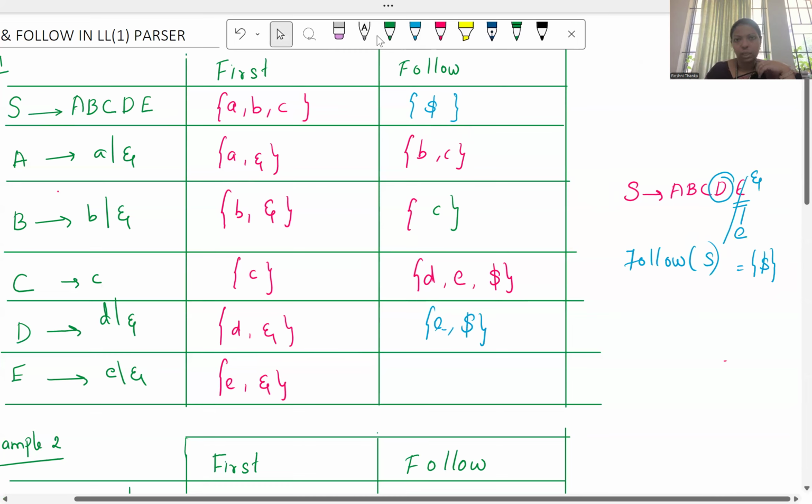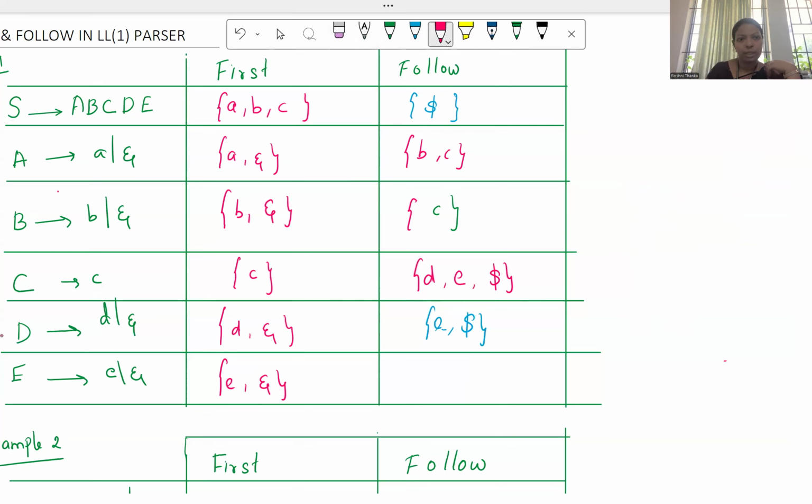Now the last thing, what is follow of E? Again, what I said, whenever you want to find the follow, you have to see all the right hand sides of the productions. So if you see in all these productions, where is E coming? Only in this production we have E.